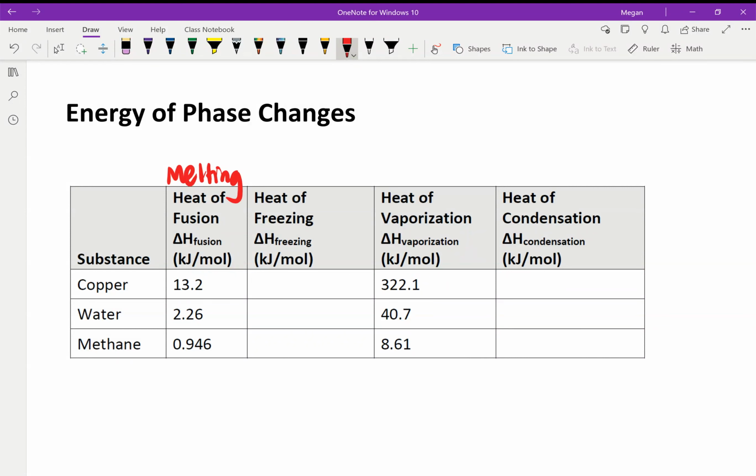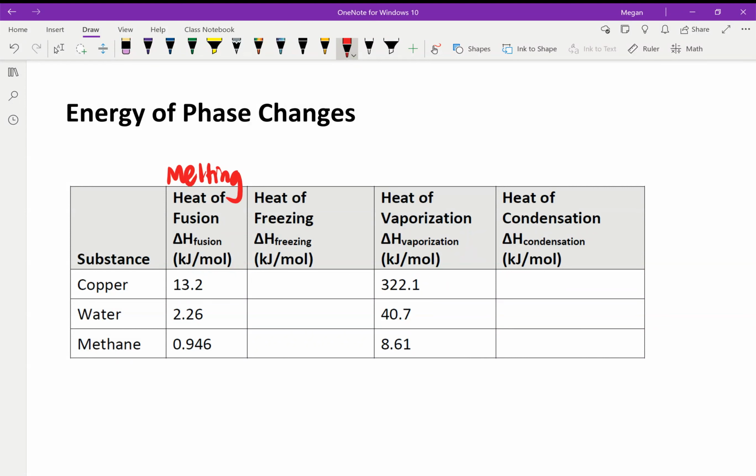The amount of energy involved with freezing 1 mole of a substance is the same amount of energy involved with melting 1 mole of that same substance. It's just that freezing is an exothermic process because those particles are slowing down, they're losing energy. So the quantity of energy for all of these is still the same value as they're melting, but we're going to throw in a negative sign because it's exothermic. So copper has a heat of freezing value of negative 3.2, water negative 2.26, and methane is negative 0.946.